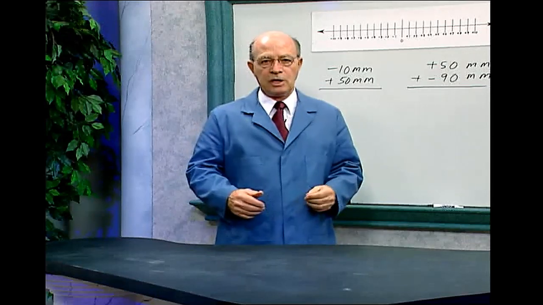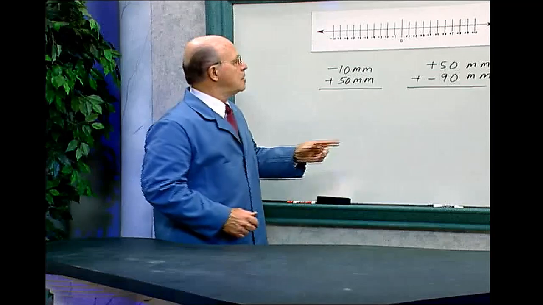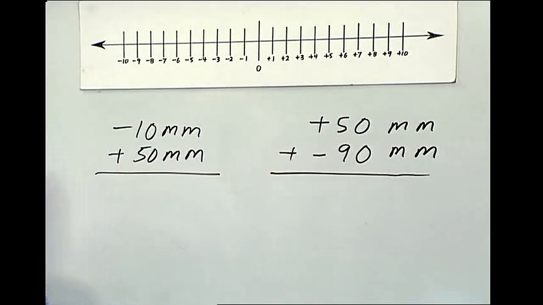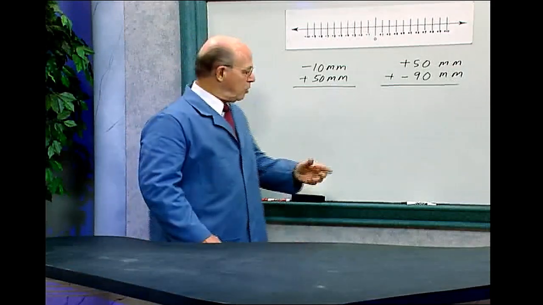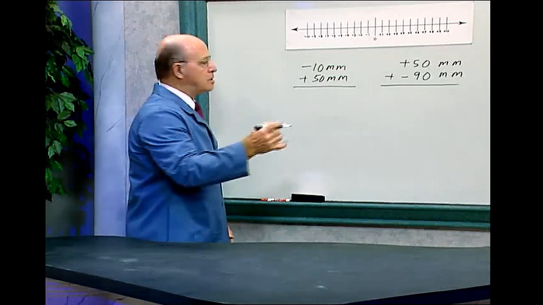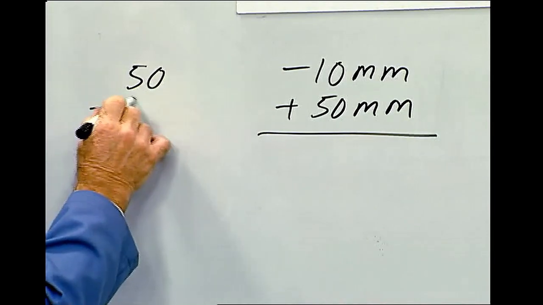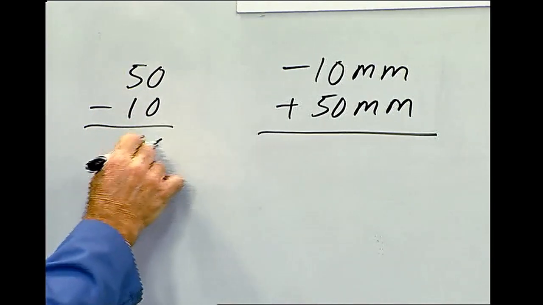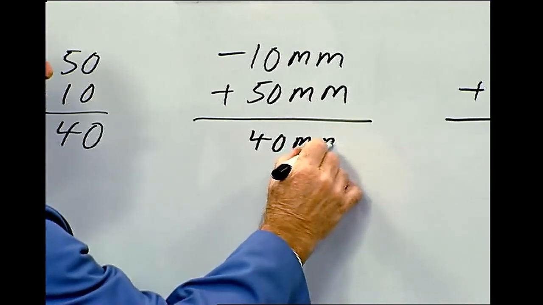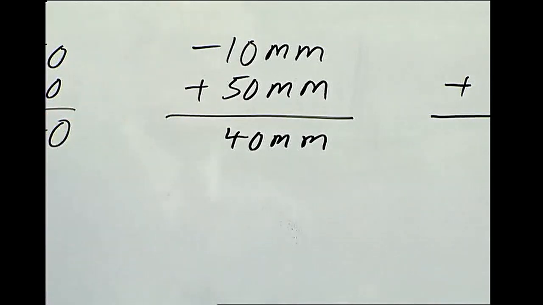I've demonstrated on that milling machine adding positive 50 to minus 10 millimeters and also adding minus 90 millimeters to positive 50 millimeters. Let's do the work on the board. All right, what we have to do then is take the difference between the two numbers, and that's 50. I know you can do that in your head, but I'll just do that over here. And that will give us 40, and we write down here 40, and we want to copy the millimeters. Now we take the sign of the larger number, which is plus.